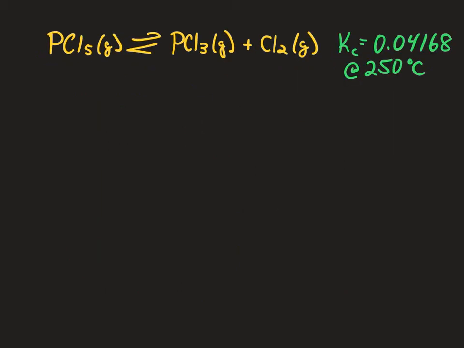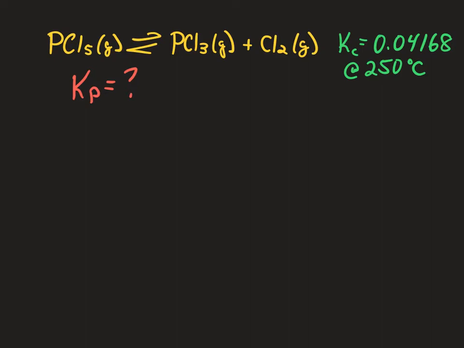Let's revisit a reaction that we looked at in an earlier video, phosphorus pentachloride decomposing in the gas phase to make phosphorus trichloride and chlorine gas. Those form an equilibrium. We had found in our earlier video that the equilibrium constant in concentration terms was 0.04168 at 250 degrees Celsius. The question here is, what is the equilibrium constant in pressure terms?